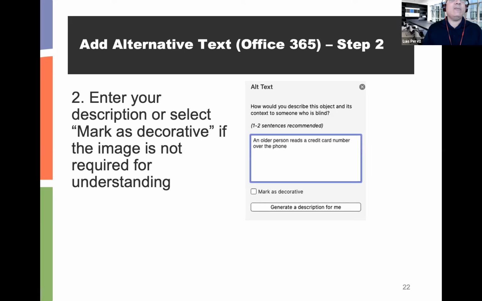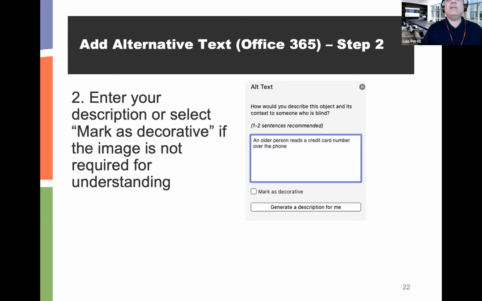You right-click the image, you choose edit alt text, and then it gives you a text box where you can put in that description. There's also an option here to mark it as decoration. So if that image is just there for eye candy, it's not essential for understanding, you can check that box. What that does is it tells the screen reader, skip this image. There's no important information in it. It's just there for decoration.